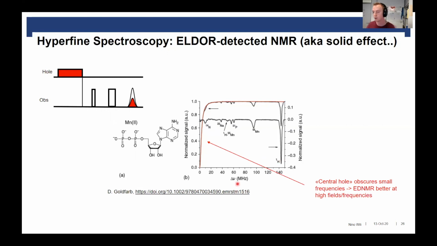Yeah, and also the width of the central hole is given by the power that you use for the hole burning and by relaxation. So you can imagine if you do this at very low fields, all these frequencies will be nearly the same, and they will all be obscured by the central hole. So this ELDOR-detected NMR is usually used at fields from W band, so 150 megahertz proton frequency.